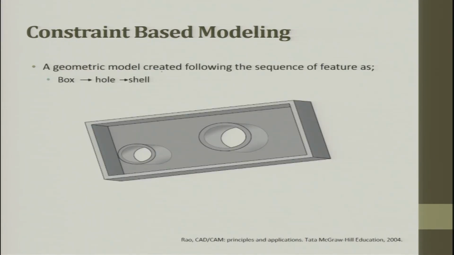A geometric model is created following the sequence of features as shown here. First we create a box, then we create a hole, and then we create a shell.